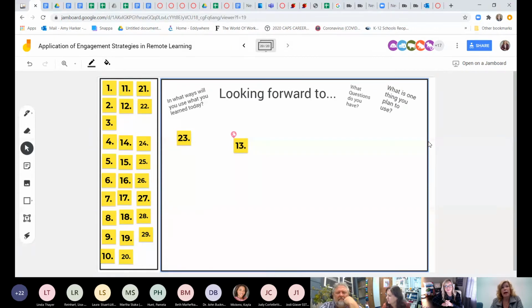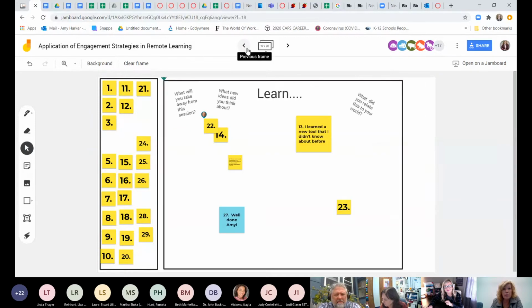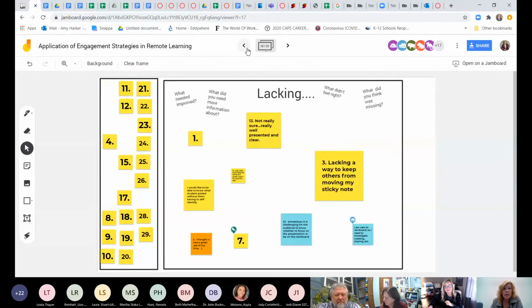Just like in other platforms where you group things together, this doesn't have a grouping quality, but it has a way for you to put things where you want them to be seen. I will do that also on the other boards so that everybody's Post-it notes are showing.